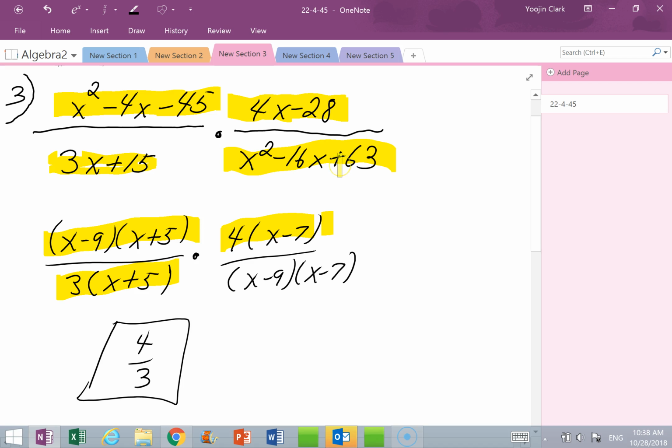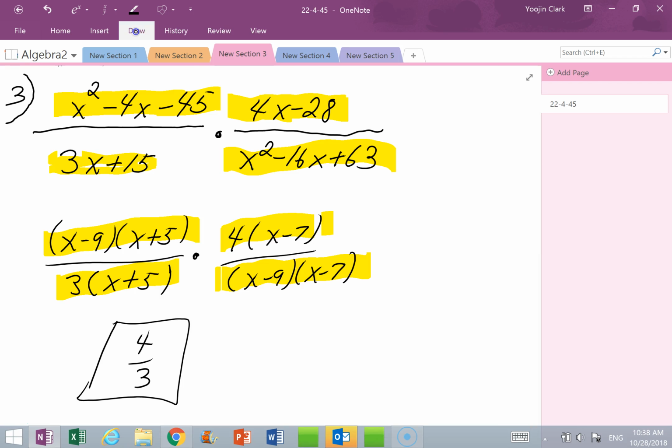And then I got to work over here. See a plus. So I need 2 factors of 63 that add to be 16. And so that's 9 and 7. And you got to get the signs right. So I need both to be minus, the same sign as the middle term here.